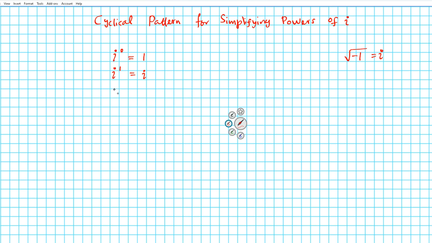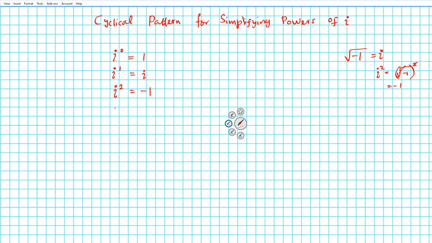Now we have i to the second power. It's going to be -1. Well, how's that so? If i is the square root of -1, then it follows that i squared is going to be the square root of -1 raised to the second power. So the square root and the square cancel out, and then you get -1. Okay, so that's why i squared is -1.